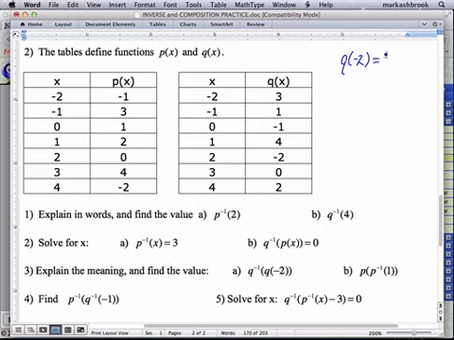So how can we write this statement in terms of its inverse, the inverse function of Q? Q inverse of 3 would be negative 2. That would be the reverse process. If you had the output of Q, the inverse function would return the corresponding input.